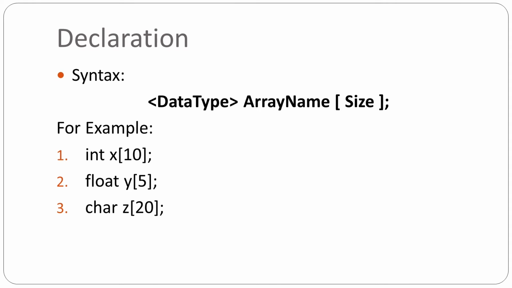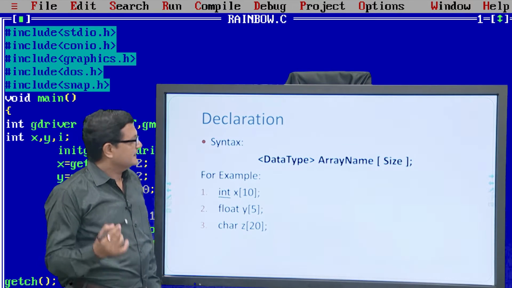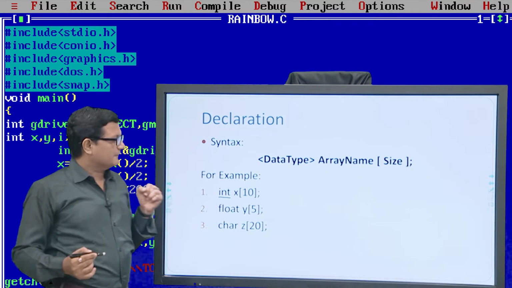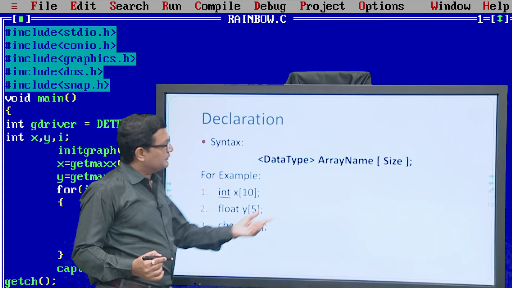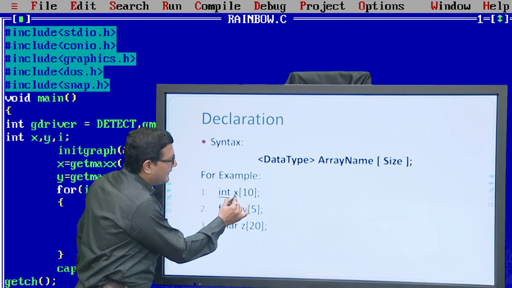How can we declare the array? Basically, if you want to declare the array, you just have to mention the data type. As we know, the array is a homogeneous collection, so the same type of data is stored in the array. So what type of data are you going to store? Here in this example I have mentioned integer. Integer is one kind of data type. Then you have to mention the name of the array, so here we have x.